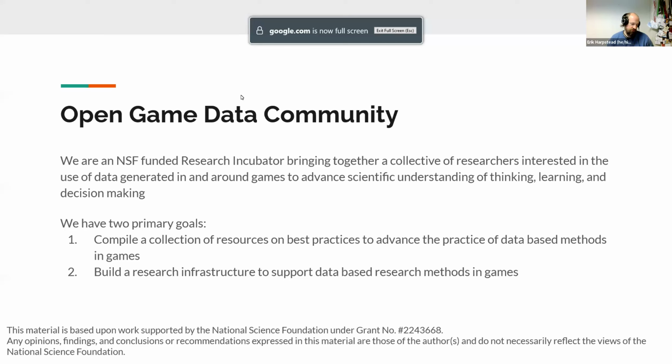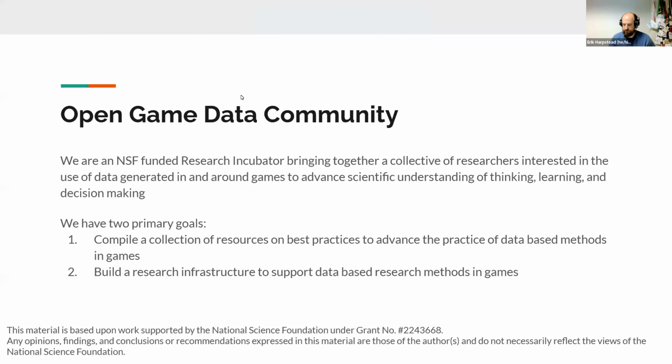Just a brief intro of what these are, and then I'll hand it off to Curt. So the Open Game Data community is this NSF-funded research incubator where we are looking to convene a community of people that are interested in using data in and around games to understand various aspects of human psychology, learning, decision-making, etc. And part of our goal here is to compile a collection of resources and best practices to do this kind of stuff, and that's one of the goals of this office hour session.